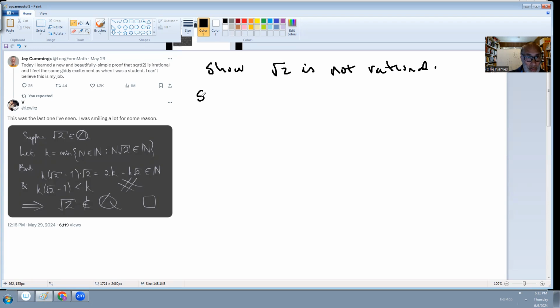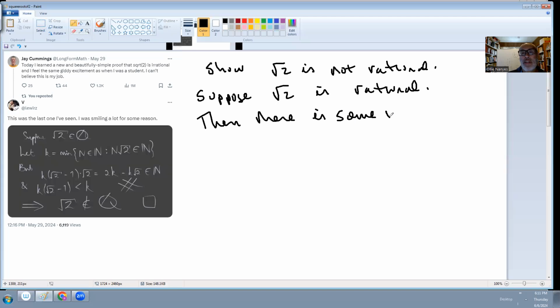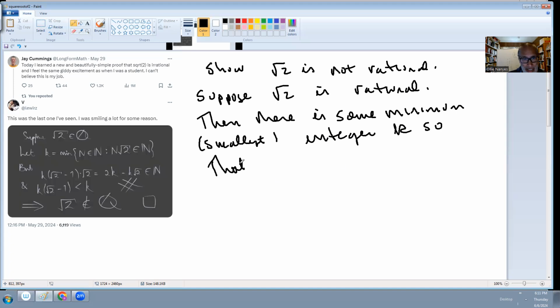Now, as a proof by contradiction, suppose the square root of 2 is rational. Then there is some minimum, or smallest, integer k, so that k times the square root of 2 is an integer, a positive integer.